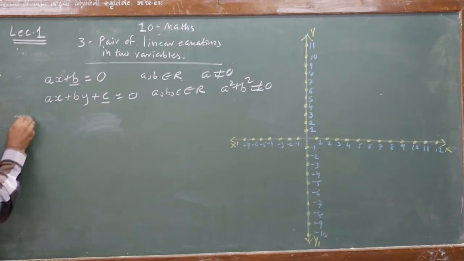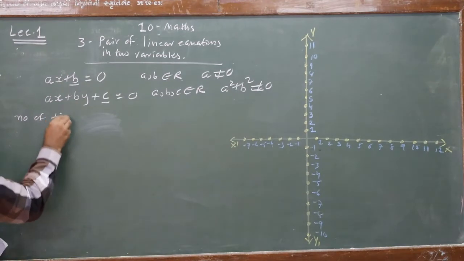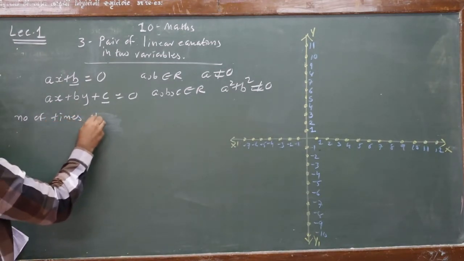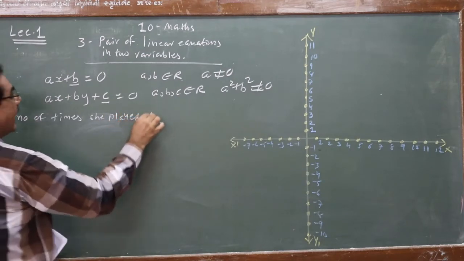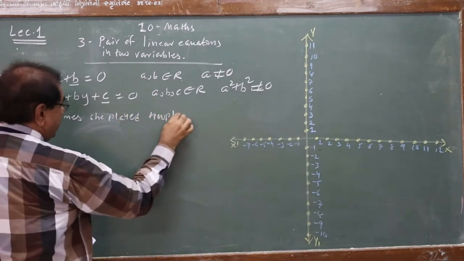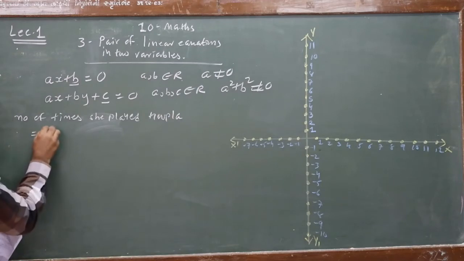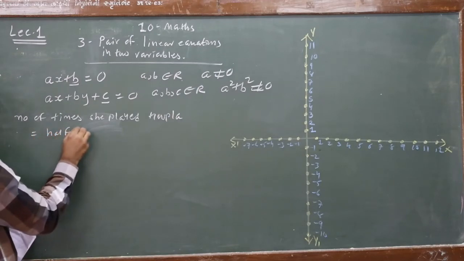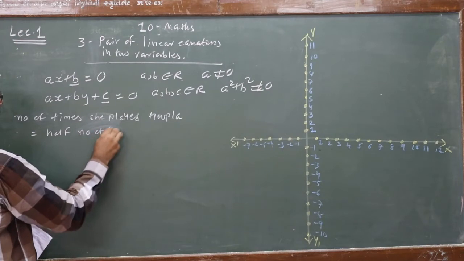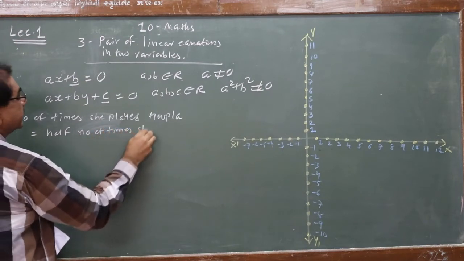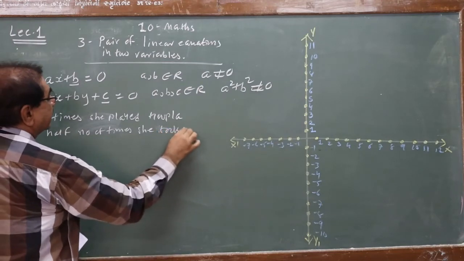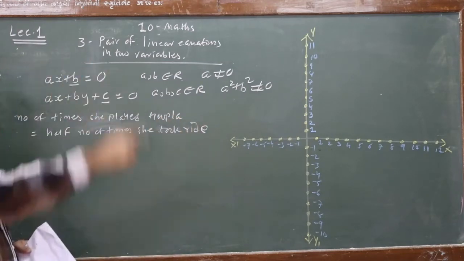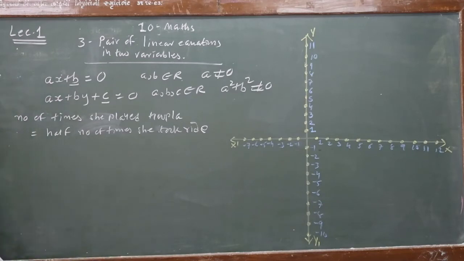Look here, the number of times she played Hoopla is equal to half the number of times she took a ride on the giant wheel. Okay? So this was the condition.